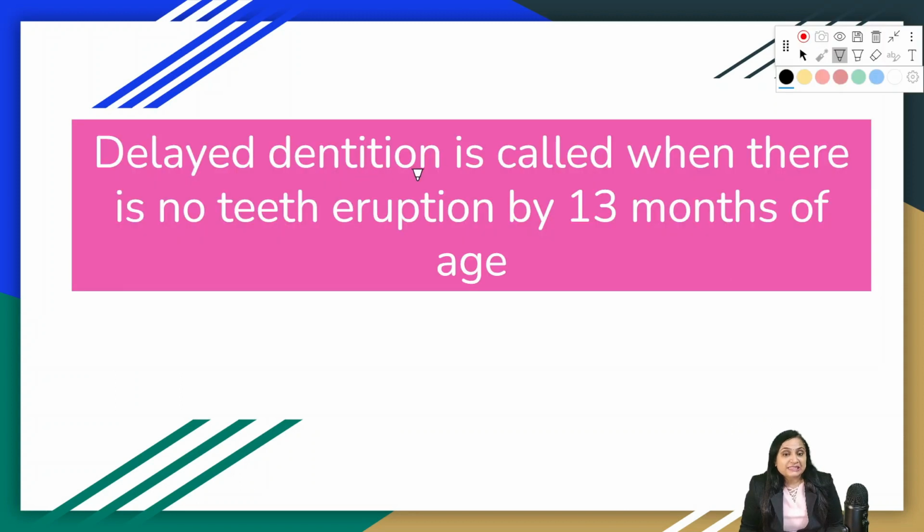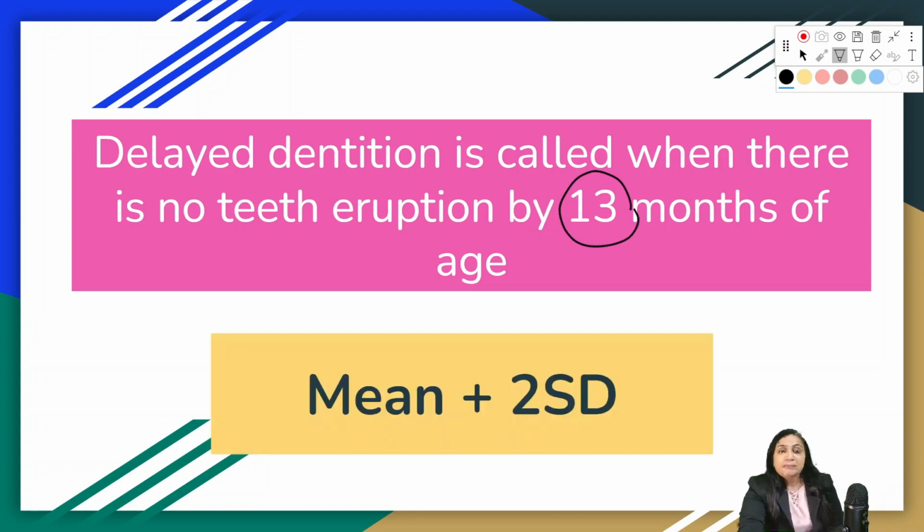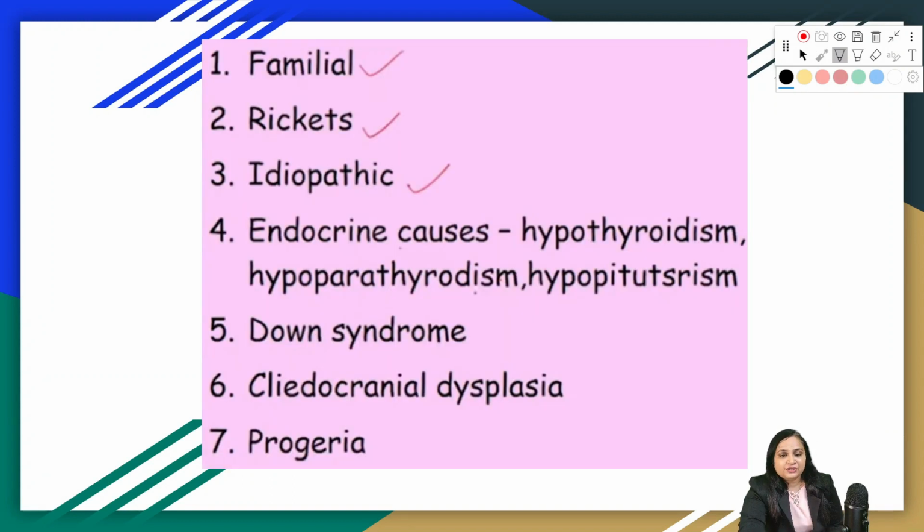So first is delayed dentition, called when there is no teeth eruption by the age of 13 months. It is mean plus 2 standard deviation. So what could be the causes of delayed teeth eruption? It could be familial, rickets, idiopathic, endocrine causes such as hypothyroidism, hypoparathyroidism, as well as hypopituitarism, Down syndrome, cleidocranial dysplasia, or it could be progeria.